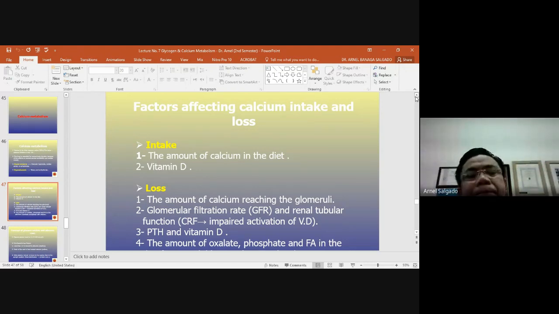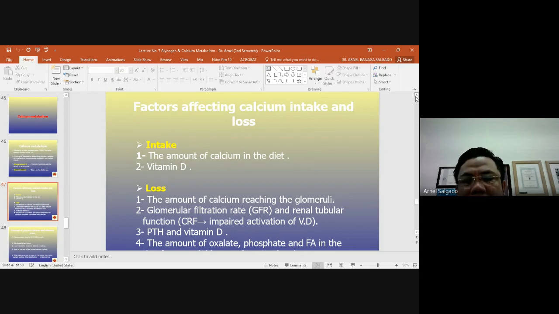On the other hand, loss. So the amount of calcium reaching the glomeruli. You are moving out lots of calcium. How do we do that? Because you take a lot of diuretics, a lot of water, excessive urination. You may remove a certain amount of calcium in the body.